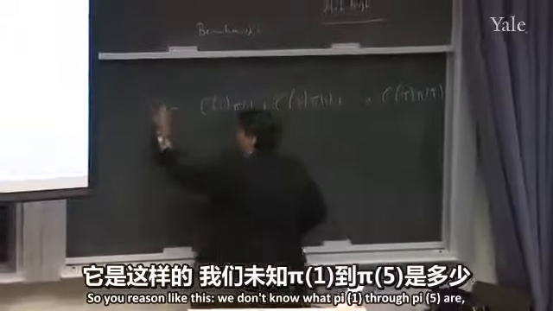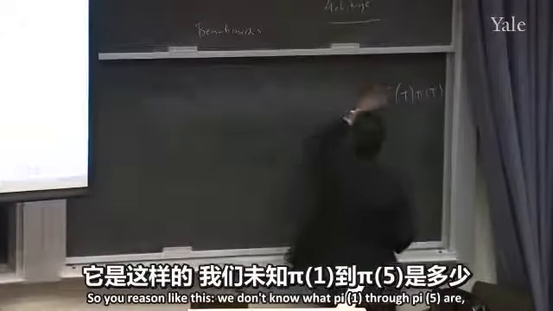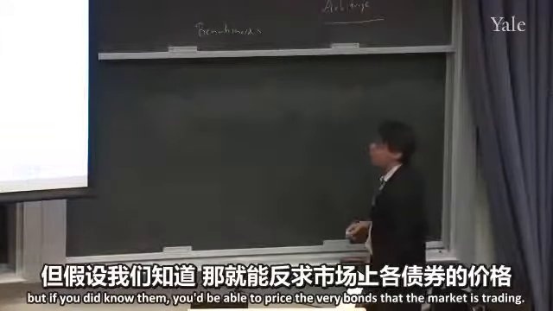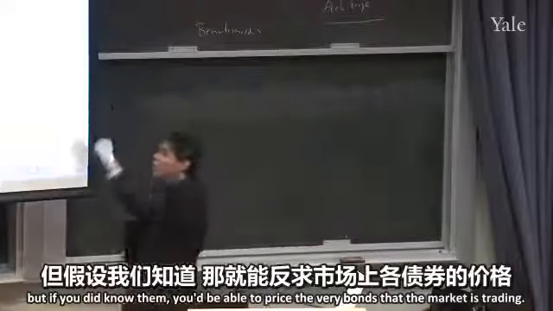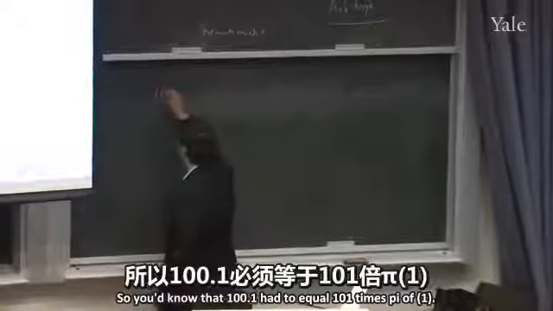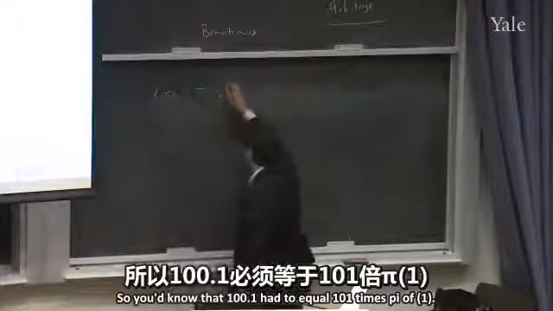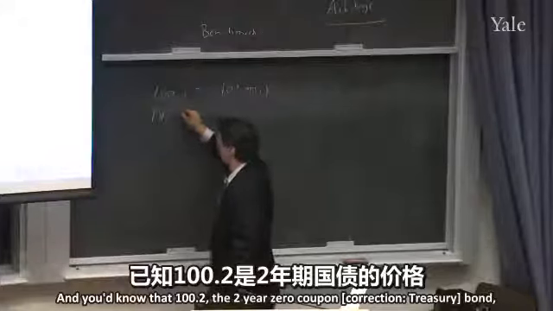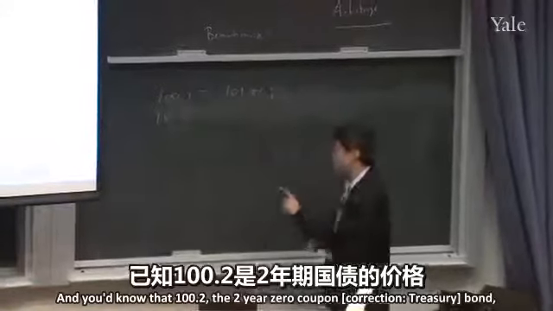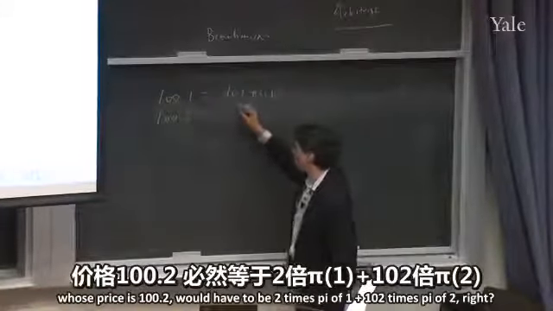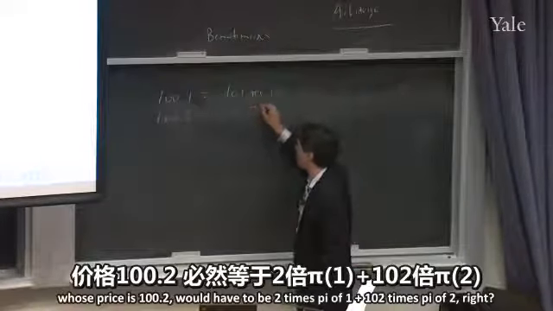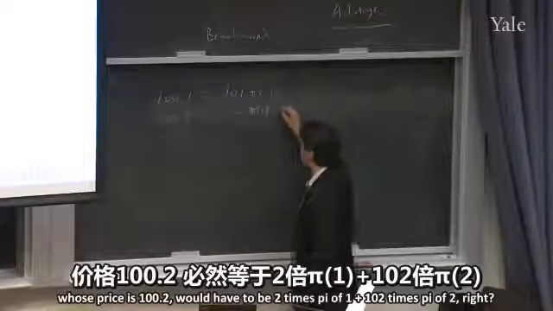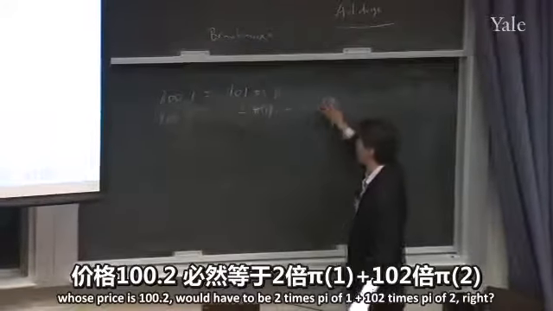So you reason like this. We don't know what pi 1 through pi 5 are, but if you did know them, you'd be able to price the very bonds that the market is trading. So you'd know that 100.1 had to equal 101 times pi of 1. And you know that 100.2, the 2-year bond, would have to be 2 times pi of 1 plus 102 times pi of 2.